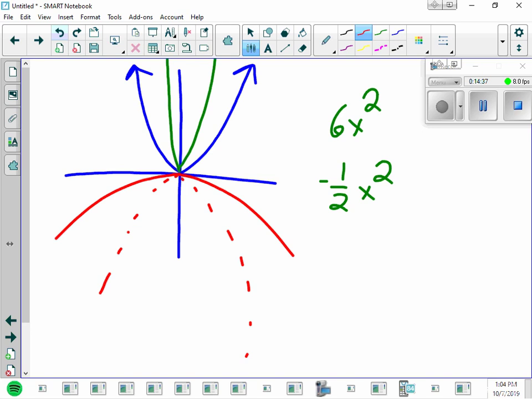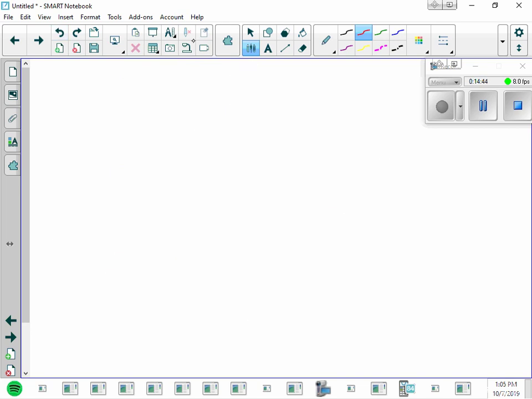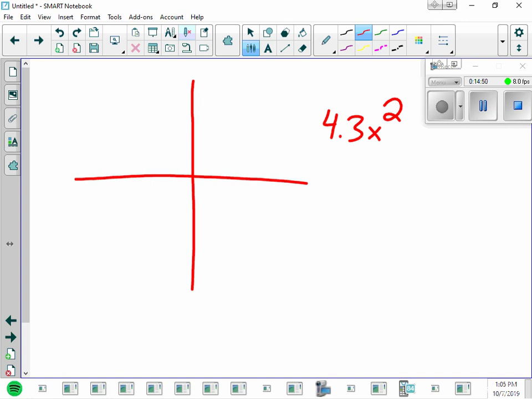Does that make sense? Okay. What if I had this? 4/3 x squared. Taller or shorter? Taller. Why? That coefficient, the number in front of the x squared is called the coefficient, is bigger than 1. So it's going to be quite tall.